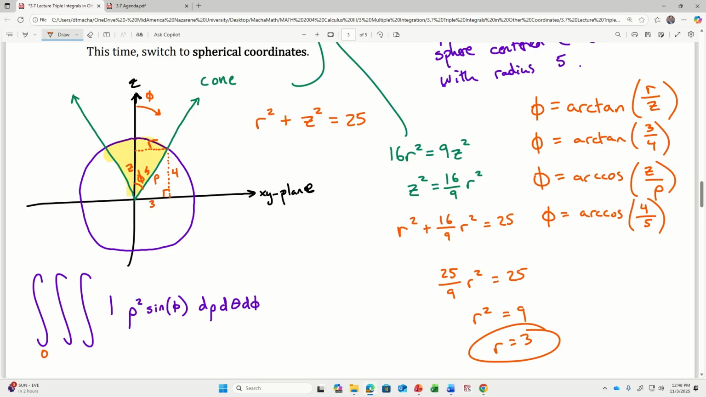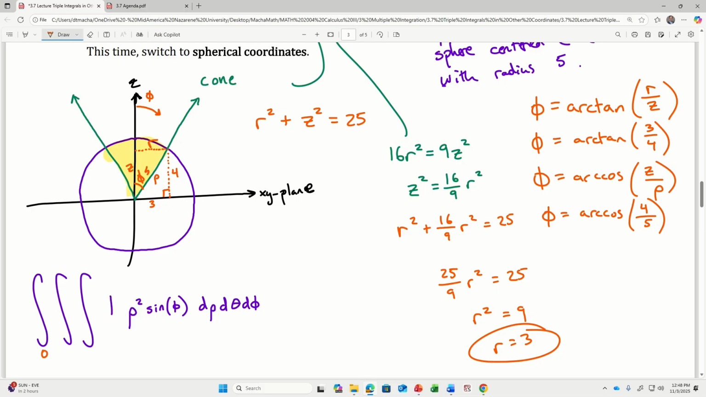I would personally lean towards using the arc cosine of z over rho because it doesn't have the same trouble as the arctangent does. Well, maybe it's not even a big deal because r is always positive, isn't it? And rho is always positive. And so you really don't run into this issue with the phi calculation. Phi is pretty easy to figure out.